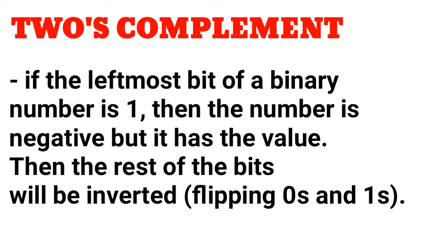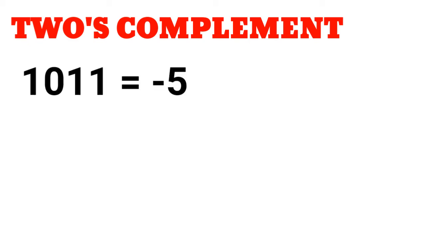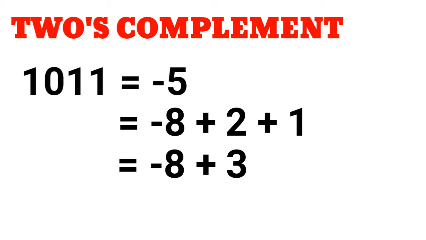Now, let's talk about 2's complement. In this concept, if the leftmost bit of a binary number is 1, then the number is negative, but it has a negative value. Then the rest of the bits will be inverted. For example, if the binary is 1011, the decimal of that is negative 5. Because 1 plus 2 is 3, and negative 8 plus 3 is negative 5.